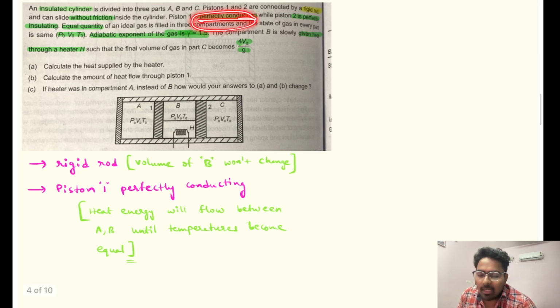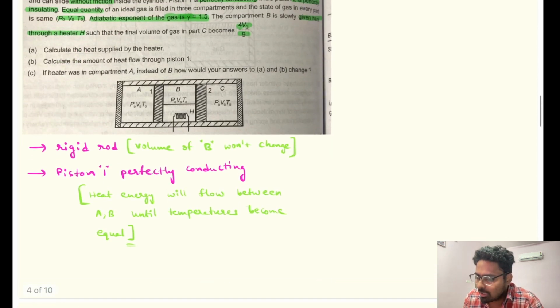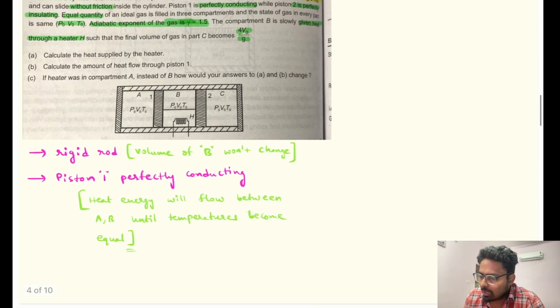That's the meaning of perfectly conducting: it will conduct till the temperature in both compartments becomes equal. Whichever compartment has higher temperature, the other might have lower temperature. So heat will flow from the higher temperature compartment to the lower temperature compartment till the temperatures become equal. Okay, sir, that's also clear. And then next what?